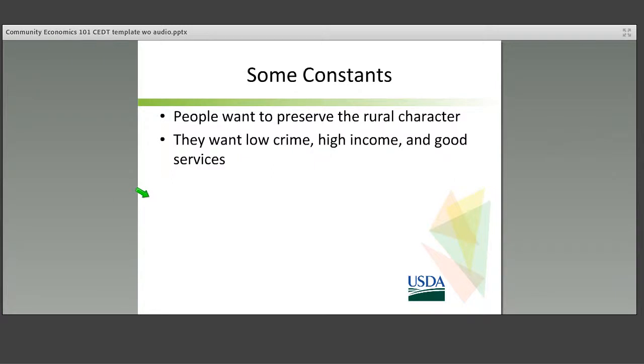There are definitely constants about rural America, and I think anybody who lives in rural America does it because they like the rural character of the place, and that's the charm of any rural area: the open space, the ability to be an individual. I think people everywhere want low crime, and they want high income, and they want good services. And so I think USDA Rural Development is extremely well positioned to help communities achieve those goals.